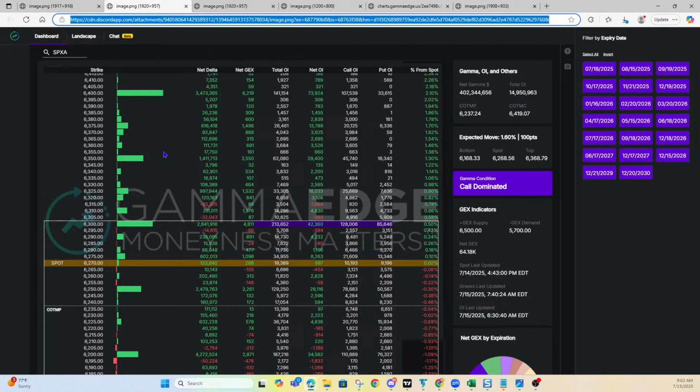Moving on to the SPXA, this obviously is our cruise ship, longer term contract expiries. Obviously, we have a monthly OPEX coming up. But again, really no change here. We're call dominated above and below spot price. Green really as far as the eye can see in the net delta column. So call speculators are in full control.